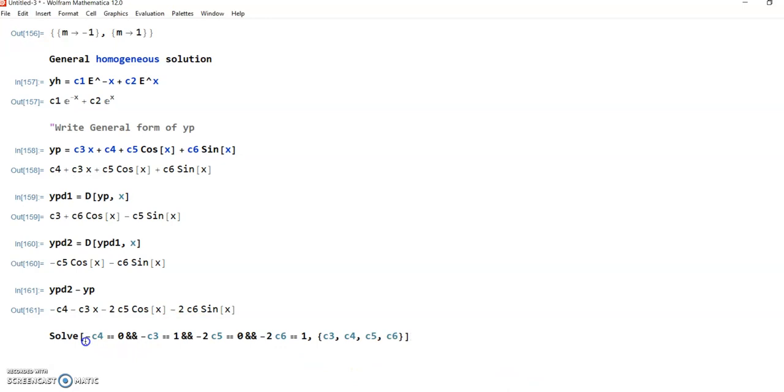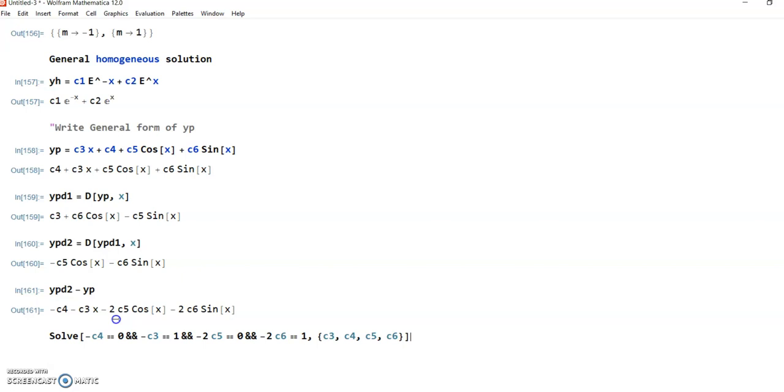So in this equation, you can see that I have equated this coefficient C4 with 0, okay, and then I have to put the double ampersand sign to input the second equation. The second equation will be the coefficient of x, C3, which is equal to 1, because our original function was x plus sine x, so it is equal to 1.